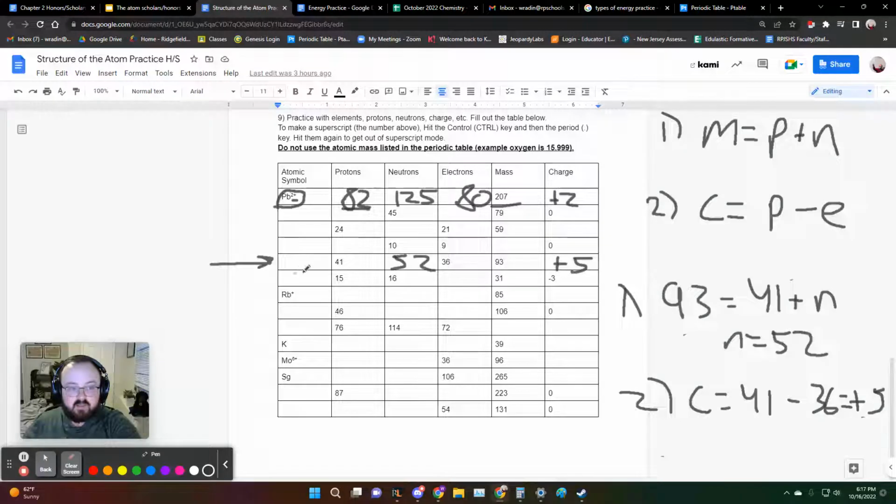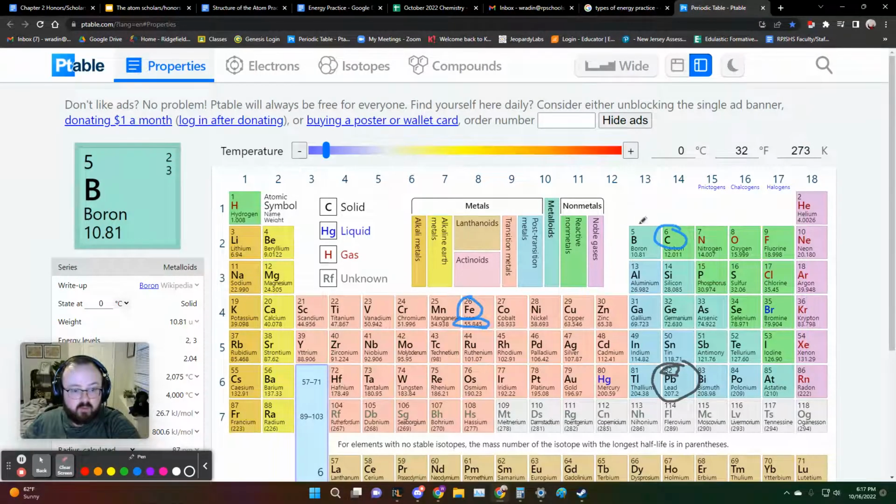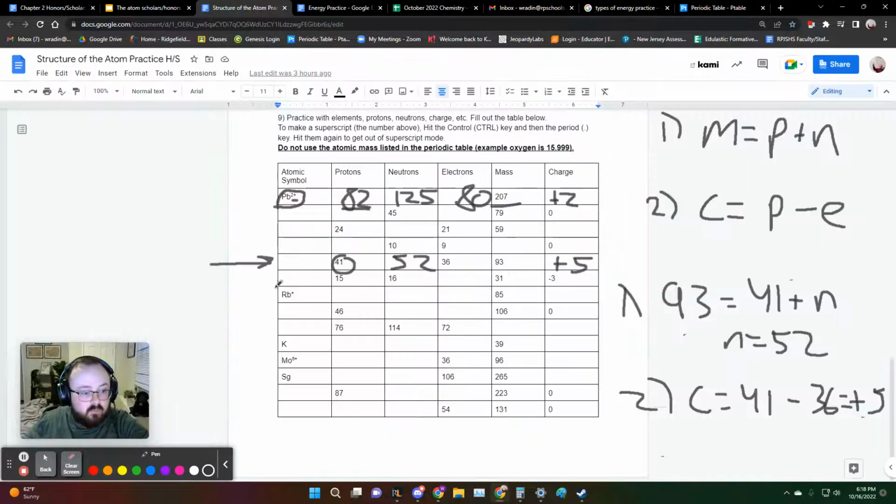Now, last but not least, I need to find my atomic symbol and write this out in ion notation. Well, I have 41 protons. Let's go find element number 41. And we find here is element number 41, niobium. Some of these are tough to pronounce. So our atomic symbol is Nb, and we're going to write out Nb, the number, and then the charge, 5+.